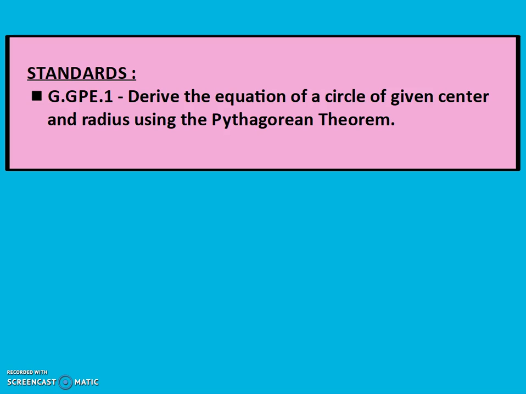So our standard here says that we need to be able to derive the equation of a circle given the center and radius using the Pythagorean theorem. So you can see how our objective and our essential questions are all coming straight from this standard.